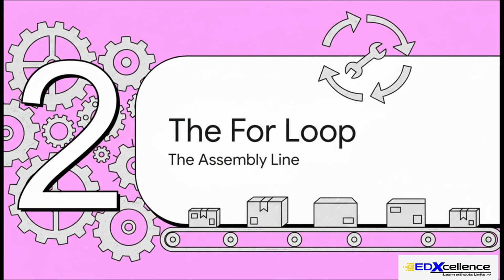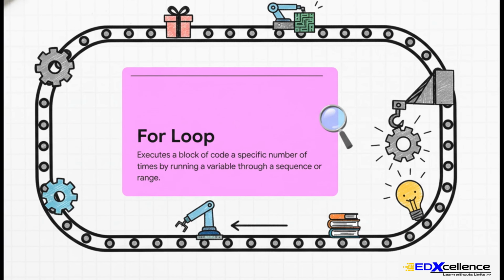So, the first tool we're going to pull out of the toolbox is the for loop. This is your absolute go-to when you know exactly how many times you need to repeat something. You know, like going through every file in a folder or every single student on a classroom roster. The best way to think about it is like a factory assembly line. You've got this conveyor belt with a bunch of items on it. That's your sequence. The loop just picks up each item, does its job, puts it down, and moves right on to the next one until the belt is empty.